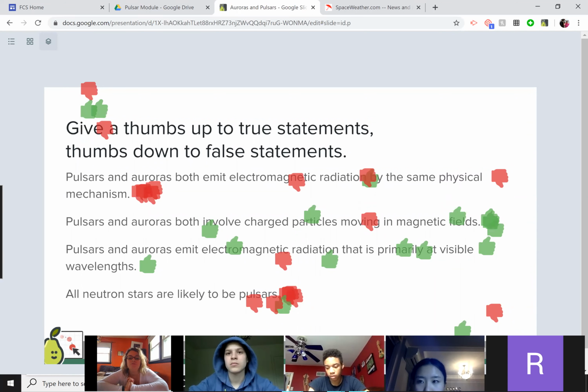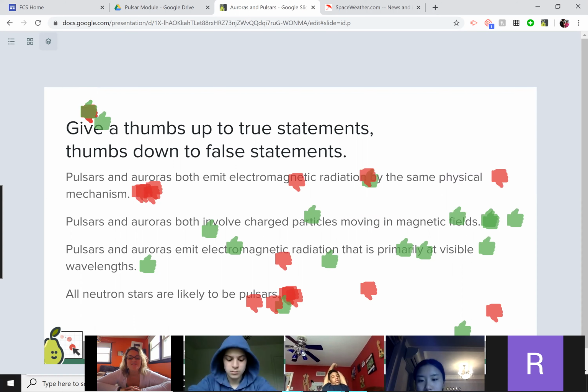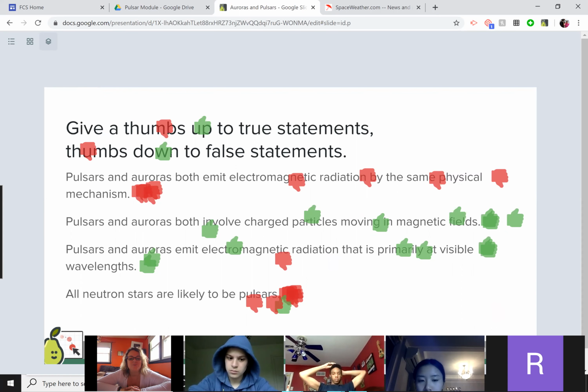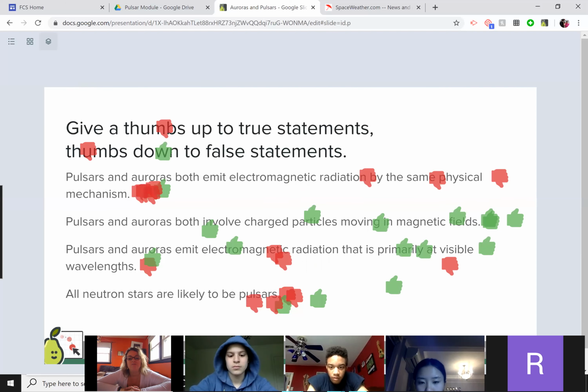Pulsars and auroras both involve charged particles moving in magnetic fields. Yes, I love the green thumbs. Red thumb, we need you to move away. That second statement is true. Thank you. Pulsars and auroras emit electromagnetic radiation that is primarily at visible wavelengths. Auroras do, but not pulsars, because pulsars are mostly radio, right?